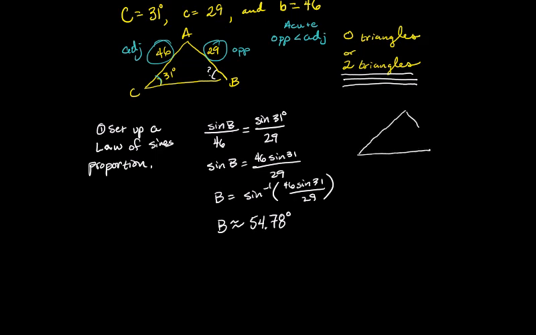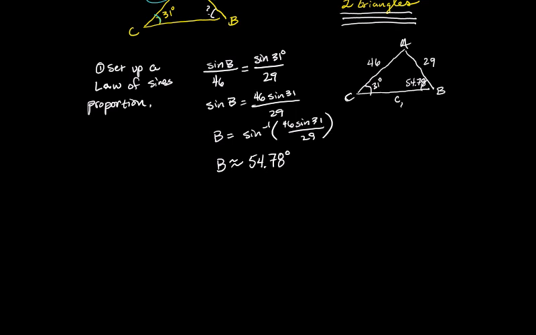Okay, so here's your angle C, 31 degrees. We just found angle B to be 54.78. And here's angle A that we can find now by adding those two together and subtracting from 180. But this is 46, and this is 29, and this is, we'll call it C1. Okay, but now there's a second triangle that's created, not with the angle of 54 degrees. What this tells me is that this is triangle 1. Triangle 2 will look something like this. It's a rough sketch, not perfect, but here you go.